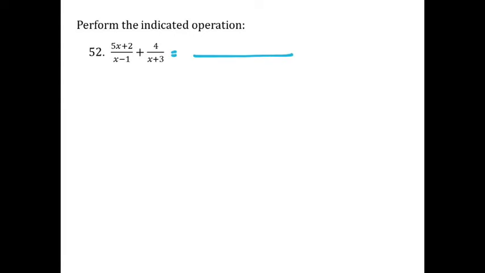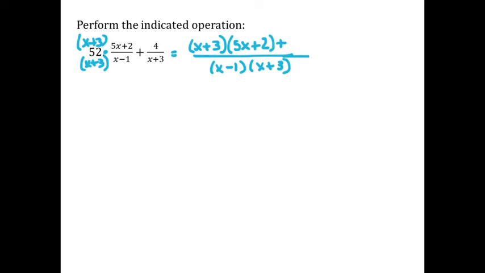My common denominator here is going to be x minus 1 times x plus 3. And in order to get that denominator in my first expression, I need to multiply times x plus 3 over x plus 3. So I'm going to get x plus 3 times 5x plus 2 plus, and then to get that denominator for my other fraction, I need to multiply top and bottom by x minus 1. So I'm going to have plus 4 times x minus 1.